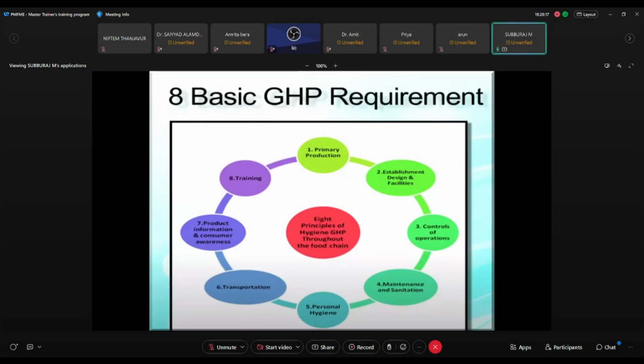So transportation is also another very, very important thing. Last time I inspected one of the transporters, because they brought sugar in. I am talking about Kerala only. The sugar was coming from Bihar.